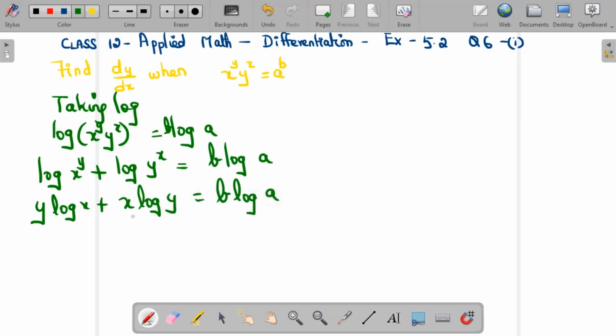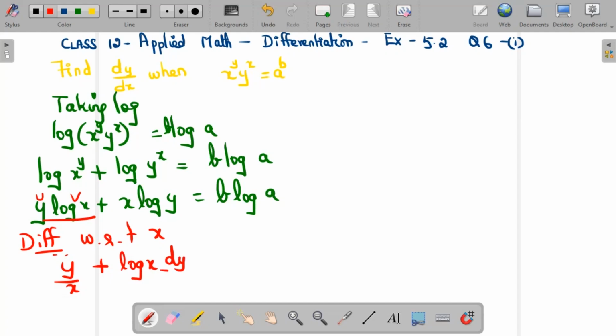Now that we have simplified everything in terms of logarithm, let's start differentiation. So differentiating with respect to x. So now this first term itself is a uv. So I'm going to take y as u and log x as v. So it is y into differentiation of log x is 1 by x. So it is y by x plus log x into differentiation of y is dy by dx.